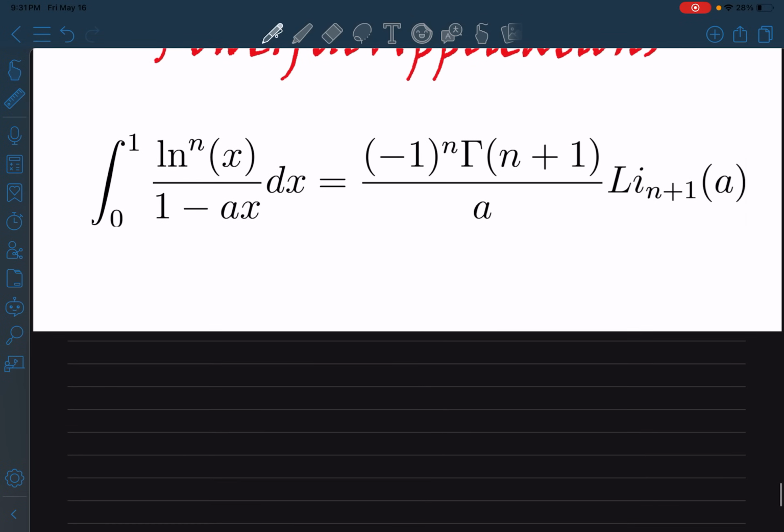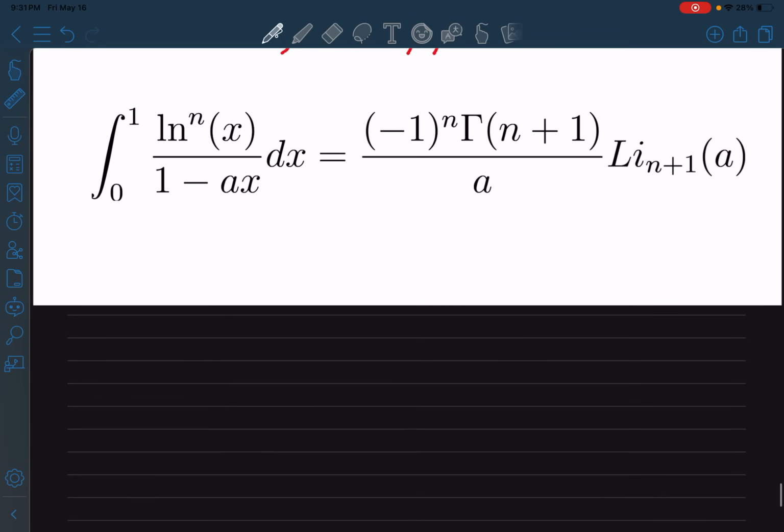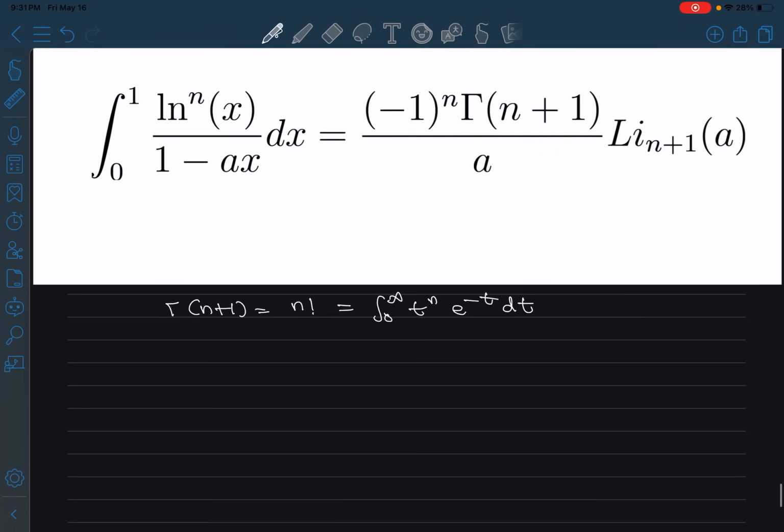It's not that hard, but it's really powerful. There are special functions over here. This gamma of n plus 1 is just n factorial, and for real numbers, it's defined as this integral: t to the power n, e to the power minus t, dt.